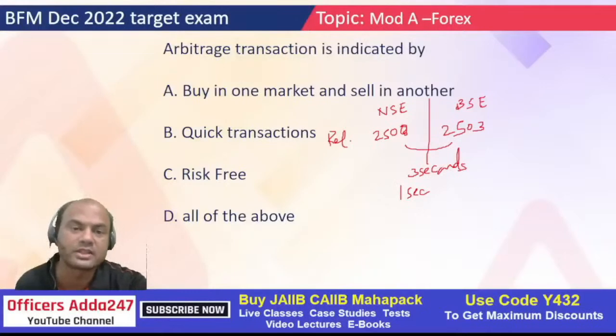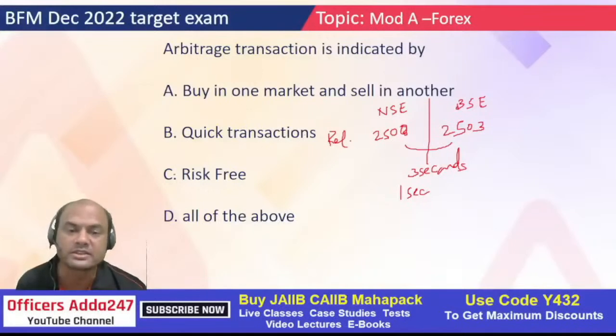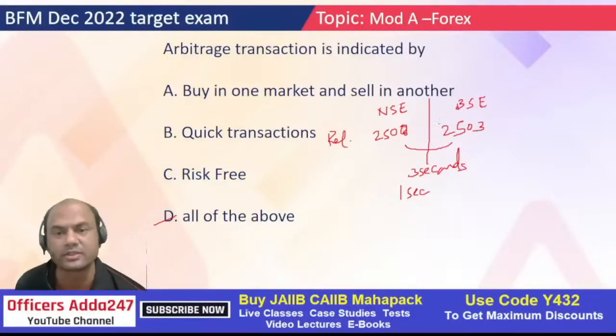So what is the answer for this? Arbitrage transaction is indicated by: A, buy in one market and sell in another; B, quick transaction; C, risk free; and D, all of the above. So what is the answer now? A, B, C or D? The answer is D. Simple, isn't it? The only point, the risk over here is time only. You should be very quick. Your system should be very quick. Otherwise, if you take more than 5 to 6 seconds in that transaction, your transaction is gone.